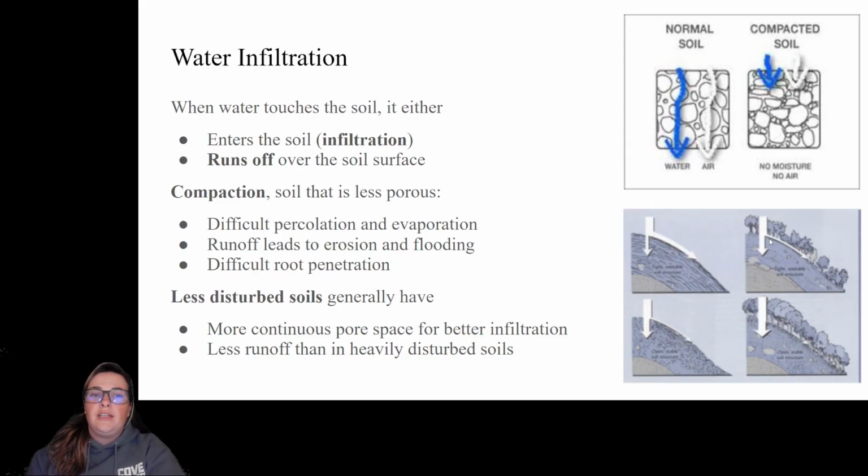So difficult percolation and evaporation. The runoff leads to erosion and flooding, and you'll have difficult root penetration of your plants, right? So no moisture, no air, difficult for your roots to prosper and to grow. If you have a less disturbed soil, you generally have more porosity, so more space for better water infiltration. You'll have less runoff than in heavily disturbed soils. So generally speaking, it'll be a lot healthier, happier time, right?